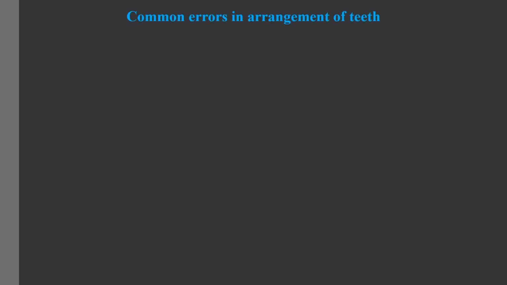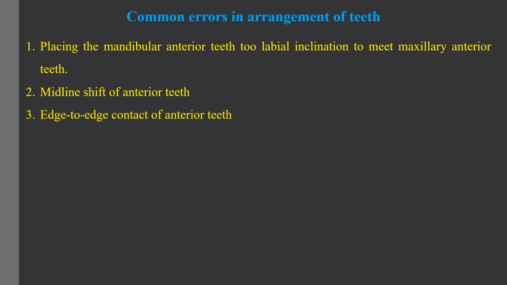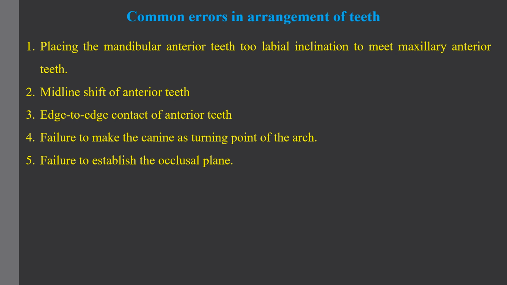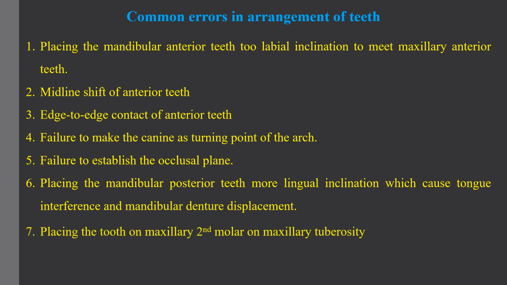Common errors in arrangement of teeth. First one, placing mandibular anterior teeth with labial inclination to meet maxillary anterior teeth. Second, midline shift of anterior teeth. Third, edge-to-edge contact of anterior teeth. Fourth, failure to make the canine the turning point of the arch. Fifth, failure to establish the occlusal plane. Sixth, placing the mandibular posterior teeth with more lingual inclination, which causes tongue interference and mandibular denture displacement. And the last point, placing the maxillary second molar on the maxillary tuberosity.